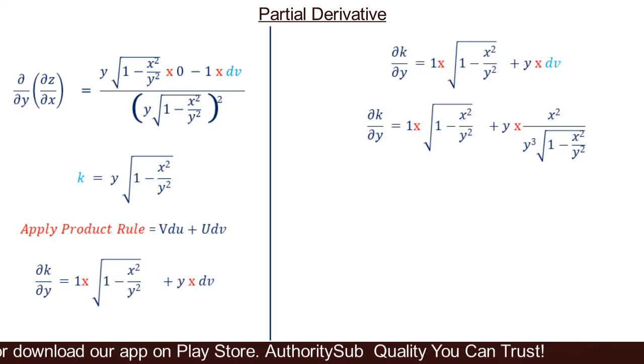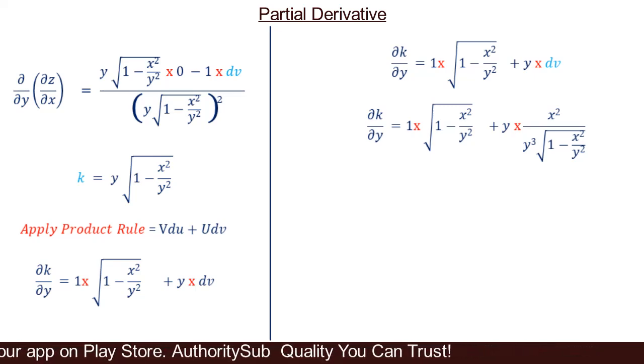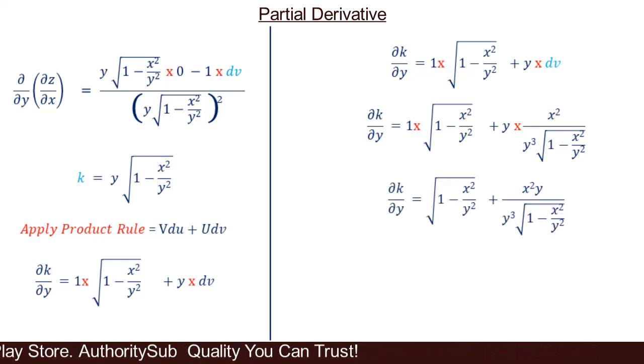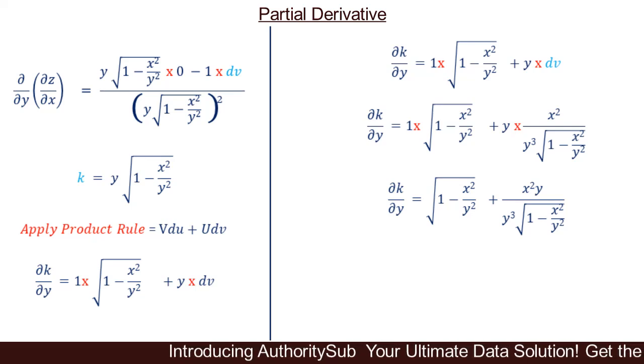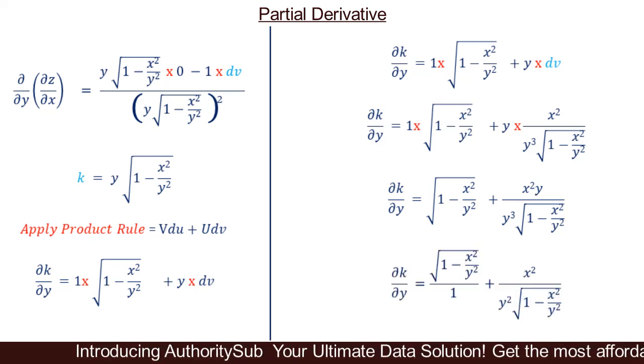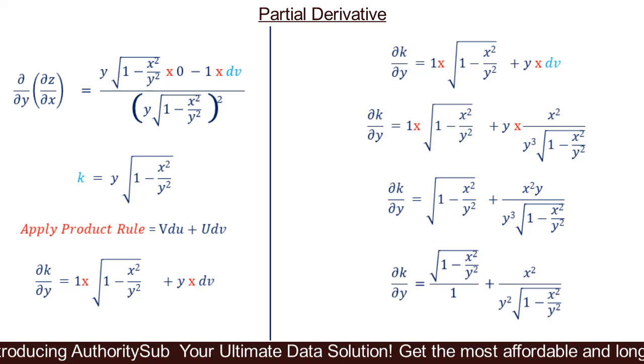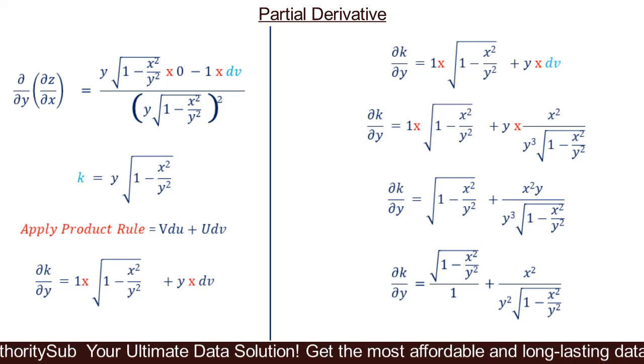Let's simplify. So here we have 1 multiplied by, it is still the same, square root of 1 minus x squared all over y squared, plus. Now here we have y multiplied by x squared all over y cubed square root of 1 minus x squared all over y squared. Let's multiply. So the y is going to go up. We are going to have x squared multiplied by y all over y cubed square root of 1 minus x squared over y squared. Since we have y in the numerator and there is also y cubed in the denominator, one of those y's we cancel. So when they cancel, we are going to have x squared all over y squared square root of 1 minus x squared all over y squared.